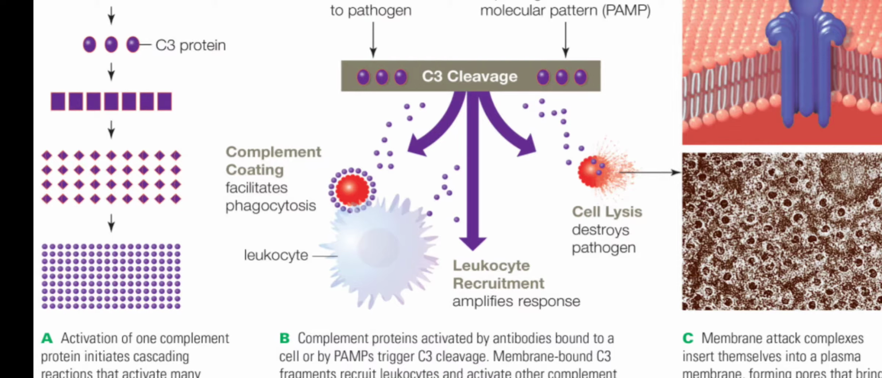Your C3 can induce complement coating. It coats the surface of your pathogenic cells, and it tells the phagocytes, the leukocytes or white blood cells, especially the macrophages, to phagocytize, to eat this enemy cell. Usually they are bacterial cells, so they eat them and digest them. Another way is that it serves as a signal to other white blood cells to come to this area, because there is an invasion going on. Another is that it induces cell lysis, so it destroys the pathogen by itself.